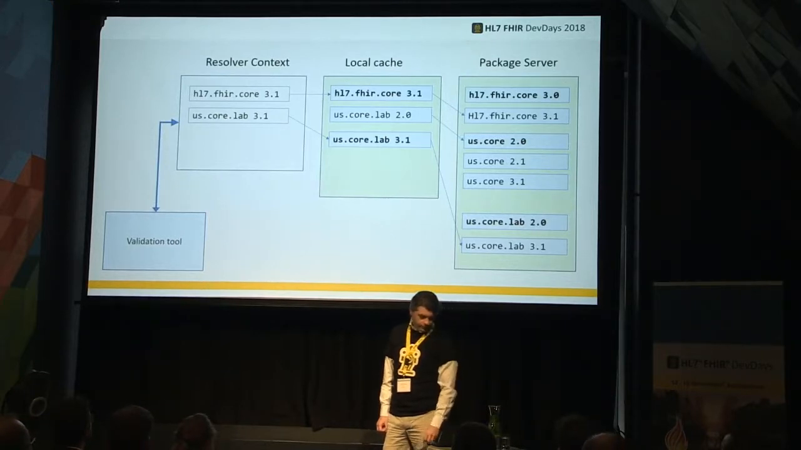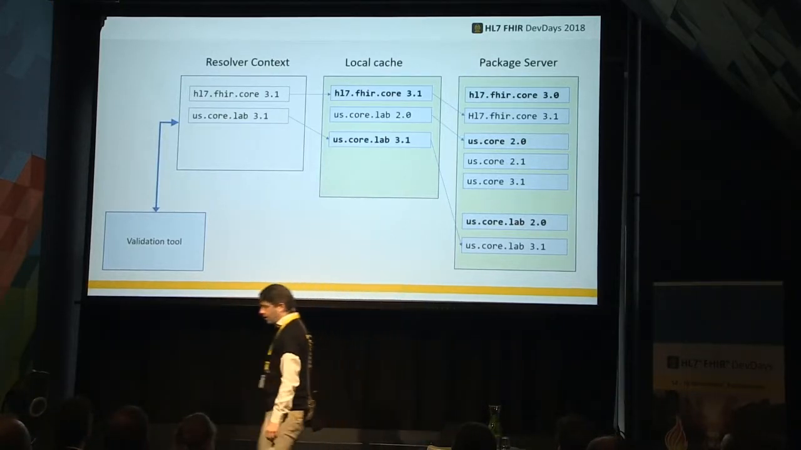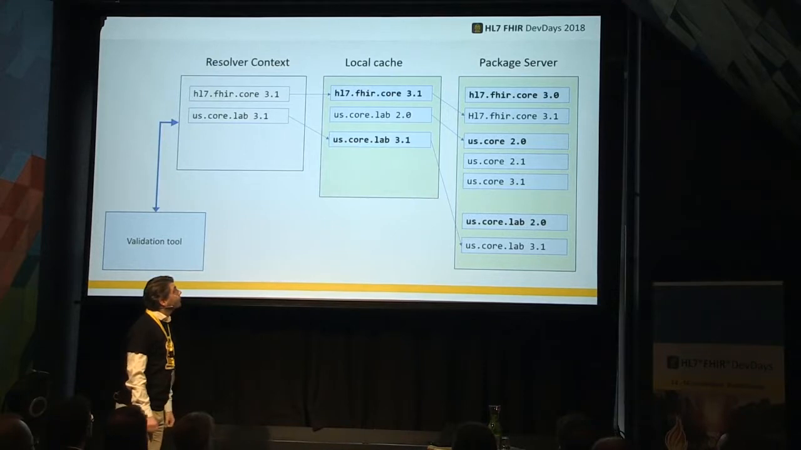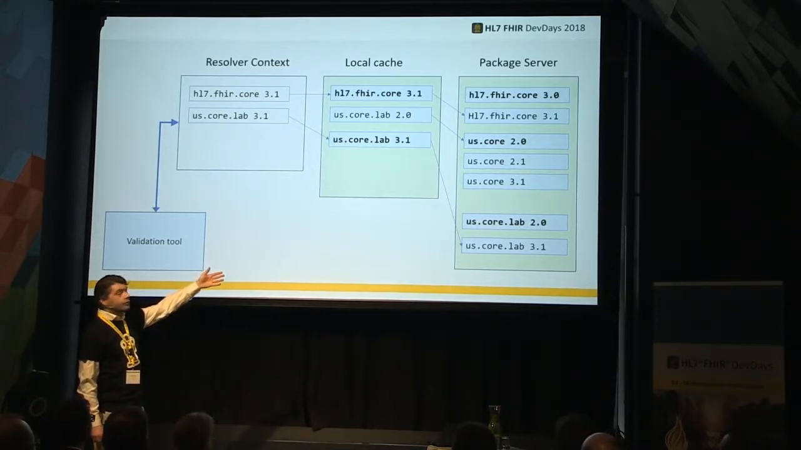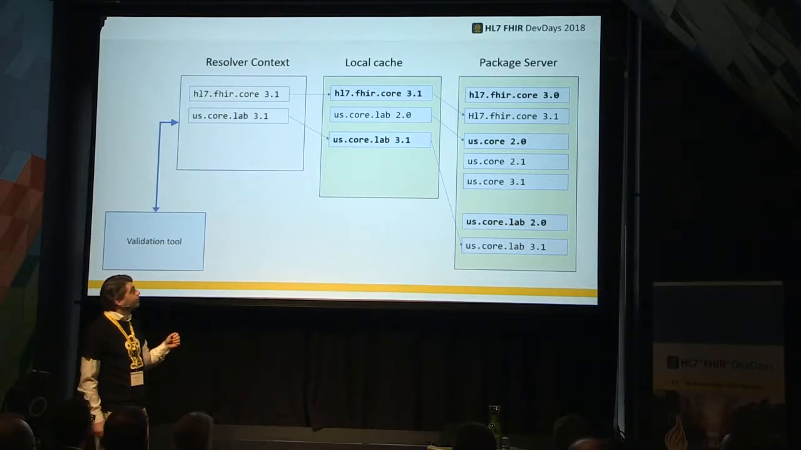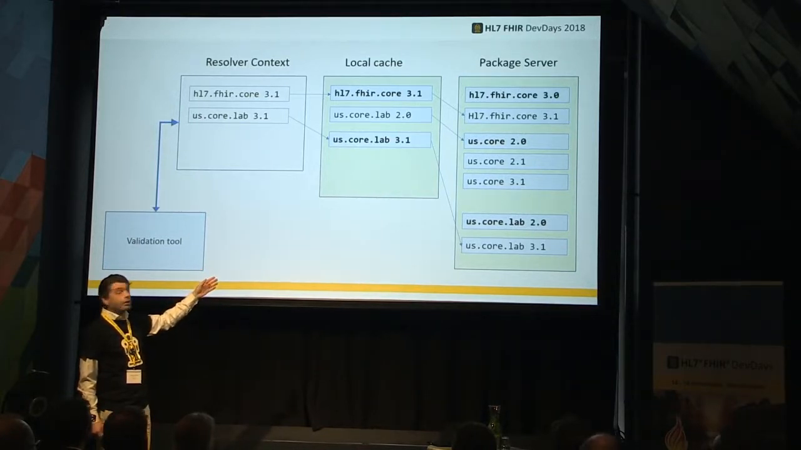So here you can see a little bit how it works, and how every step of the way you filter a bit of your data. On the right you see a package server containing everything, or at least a lot. Then the next step is your local computer, where you have a cache, which is a subset of everything on the server, everything you downloaded.